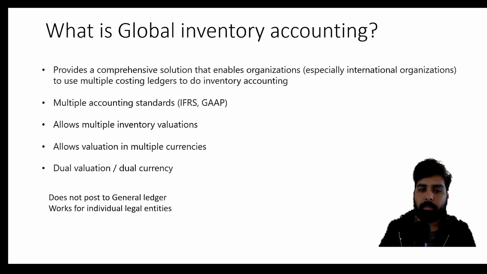What it does is that it does not post your additional valuation methods or ledgers into your journal ledger transactions, so your financial transactions in your trial balance will not be posted. It will remain in your sub ledgers, and it works for an individual legal entity. So if you want to define it for multiple legal entities, you have to do a separate setup for this.